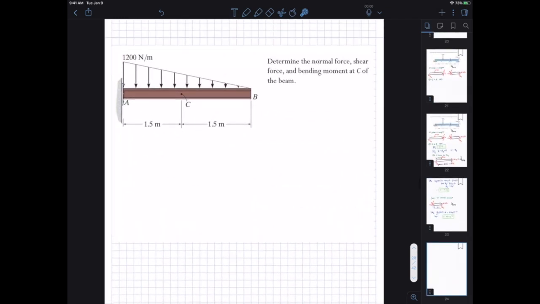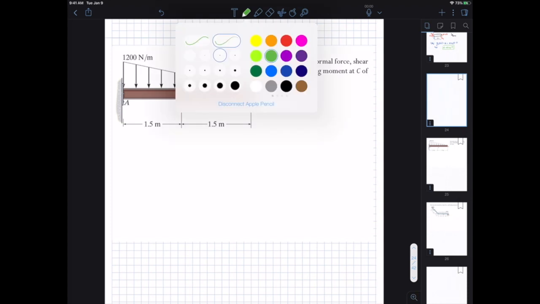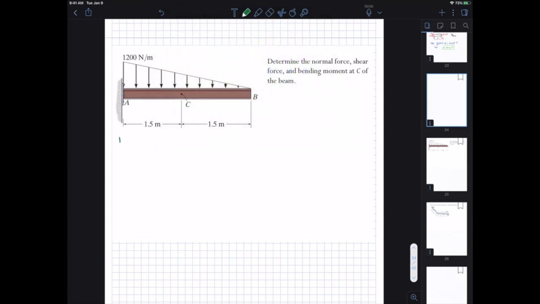So the next one we have is, of course, now a linear distributed load, not a constant. And we're asked to find the internal forces at point C. So we'll go through the same setup, right? So step one, divide and conquer.